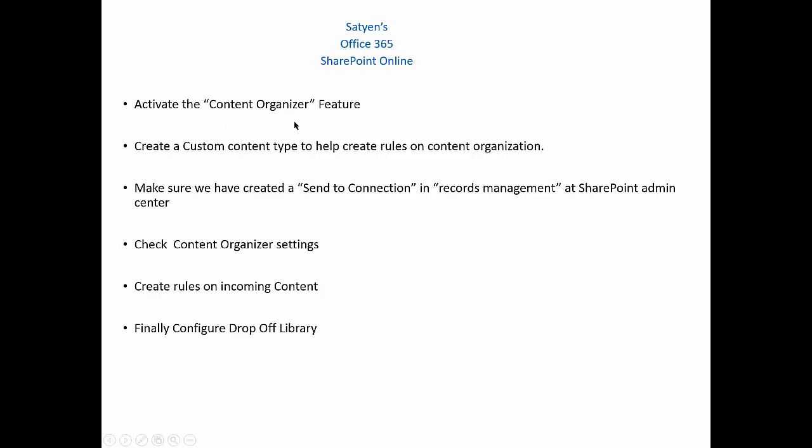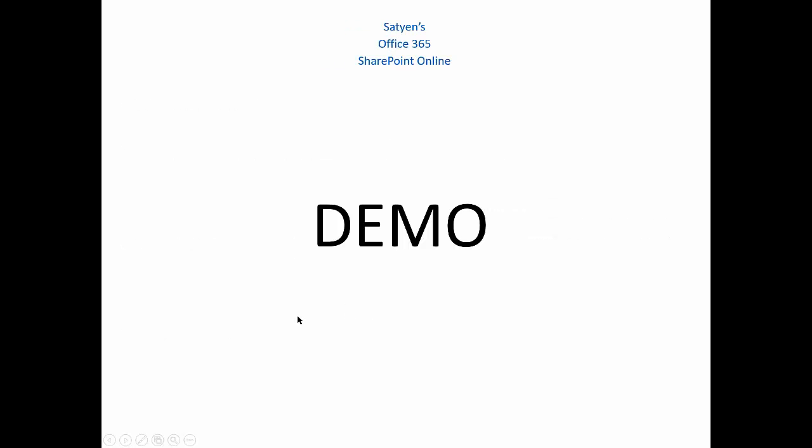The first thing is we'll be activating the content organizer, and then we are going to create a custom content type. Then this is the change compared to SharePoint 2010 or SharePoint on-premise, because the central administration is different. In SharePoint Online we have to create a send connection in records management, and I'm going to show that. The next thing is to check the organizer settings and create some rules, and then finally creating the drop-off library on the front page and configuring it, and we're done. So let's go to the demo.